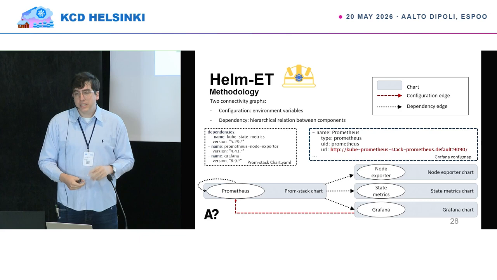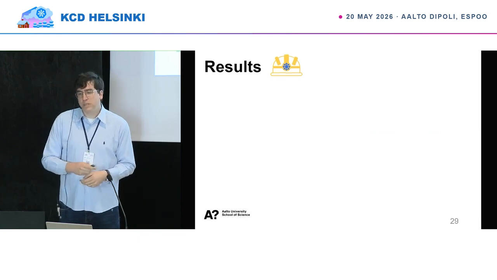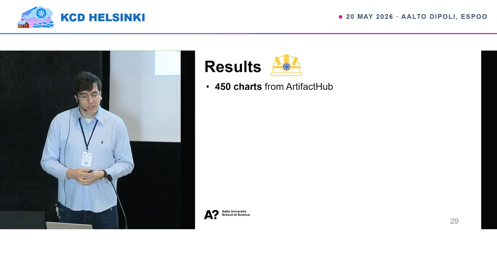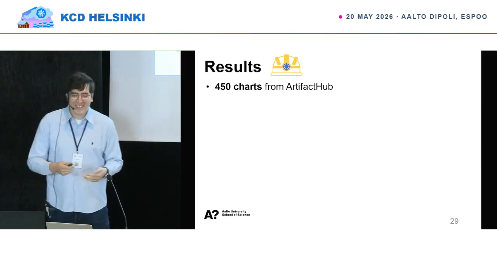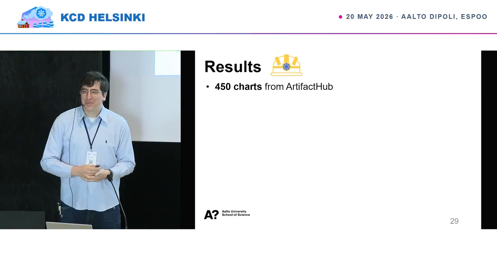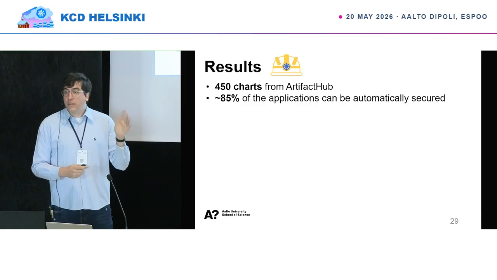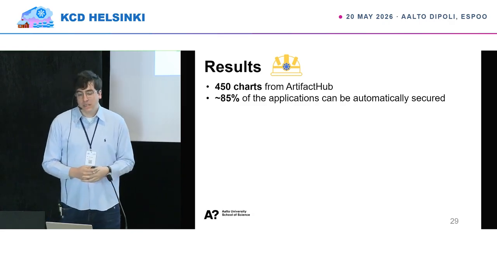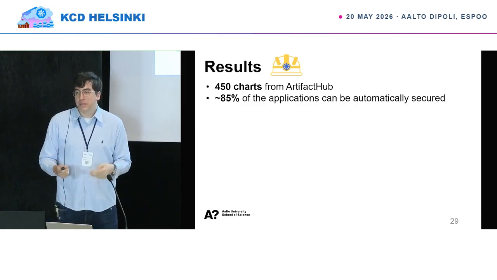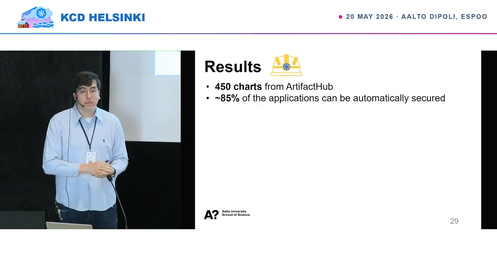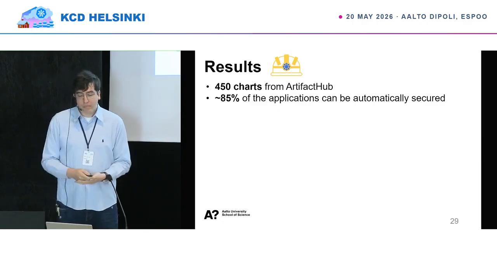We took this, and then we downloaded all of the Helm charts that were in Artifact Hub. Around 450 can actually be run, because of course people upload a lot of junk there. From those 450, we applied our methodology, and we found that around 85% of those Helm charts can be automatically secured. This means we can take the application, generate those network policies, apply them, and nothing breaks.